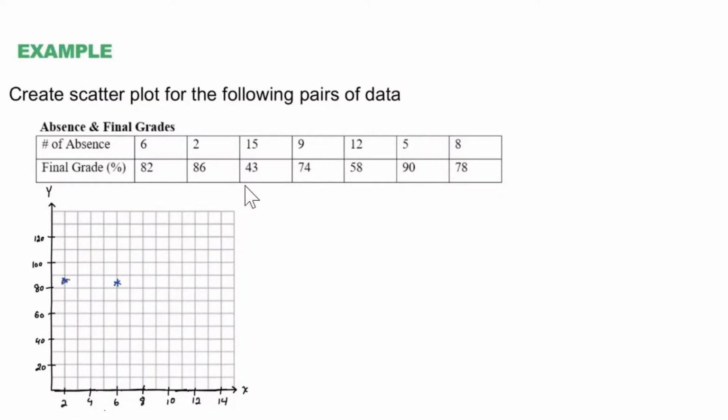Okay, 2 and 86. Next is 15 and 43. So 14 is here, 15 should be this one. And then 83, 15 and 83 is that. 15 and 83. Oh, 43, 15 and 43.